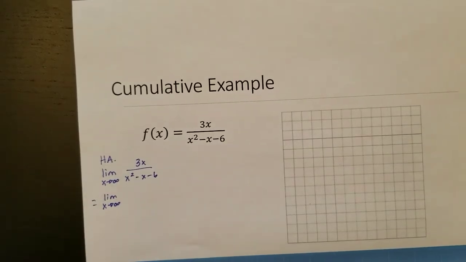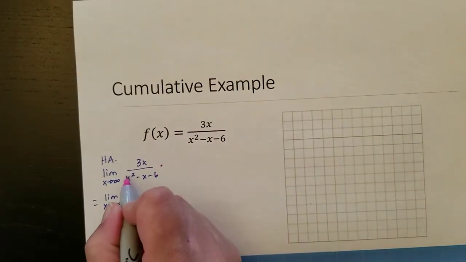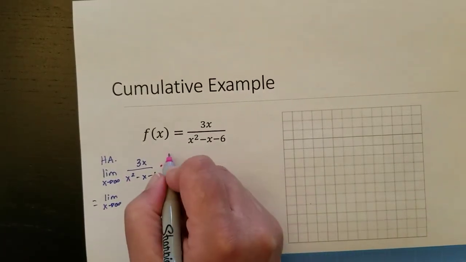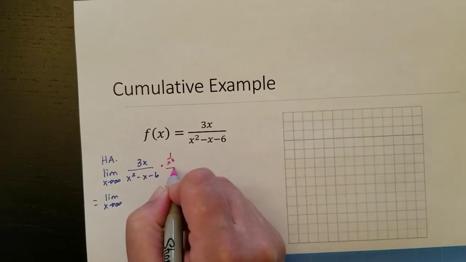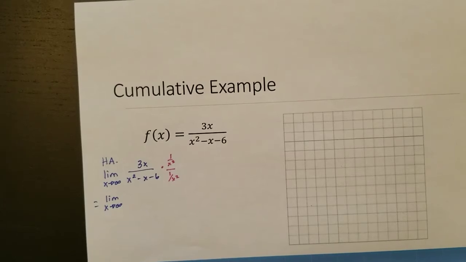I show that as a factoring out and canceling. You could also look for this highest exponent of x, and you can write that as multiplying both the numerator and denominator by 1 over x squared.